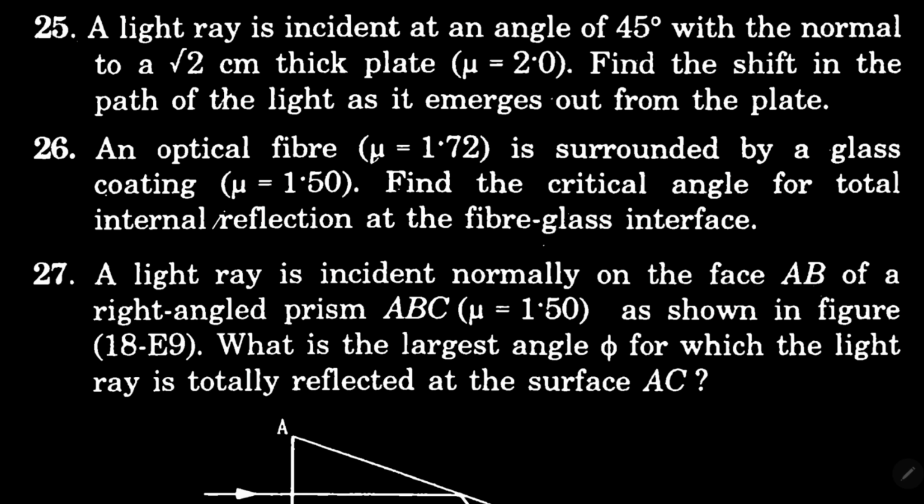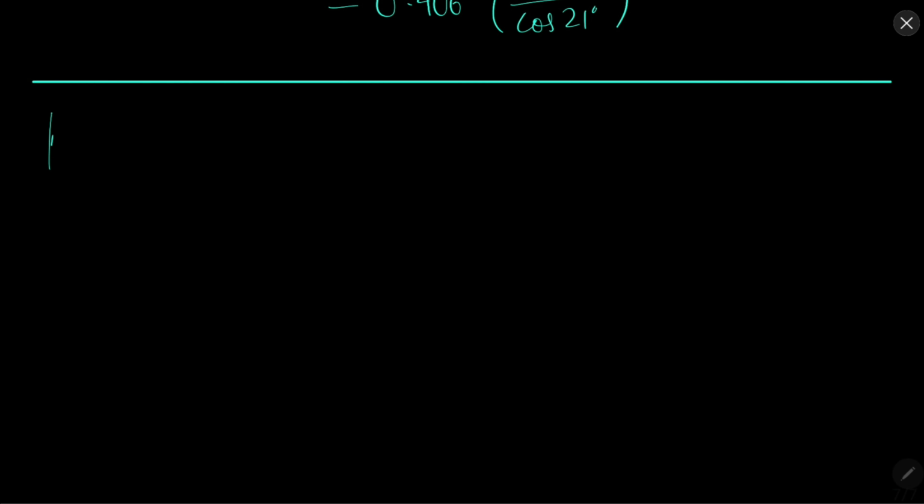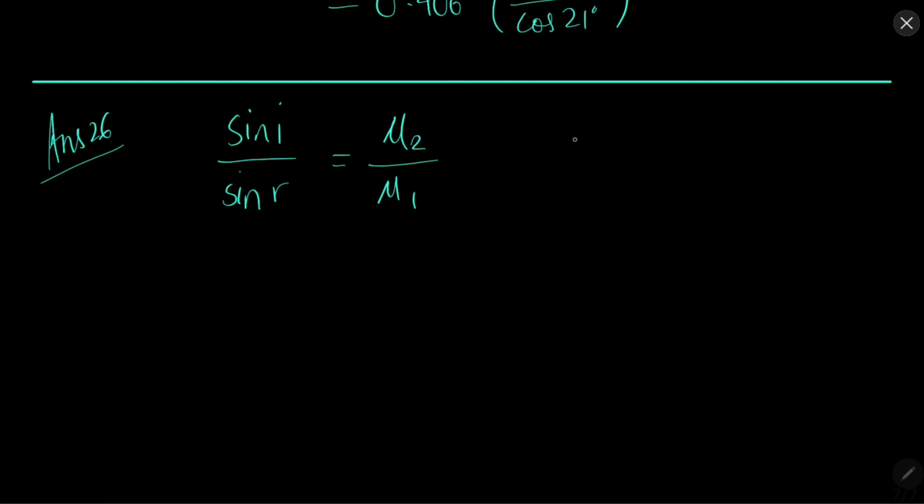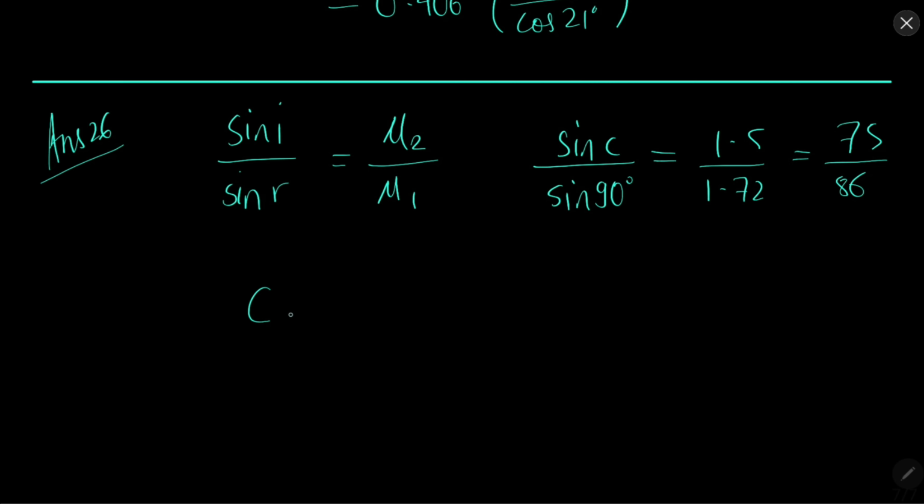In question 26, an optical fiber is given to us. Find the critical angle. Solution 26, sin I over sin R, mu 2 over mu 1, sin C over sin 90 degree, 1.5 over 1.72, 75 over 86. So C, the critical angle, will be this much.